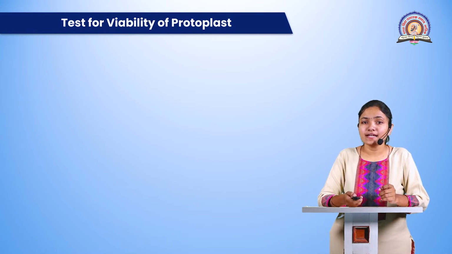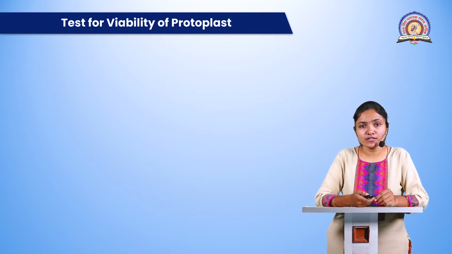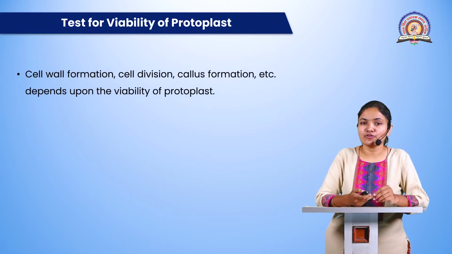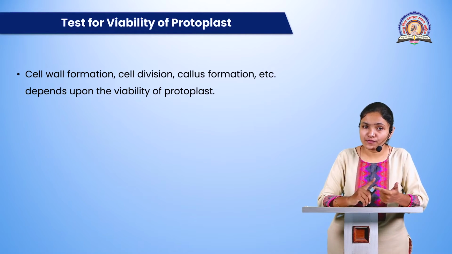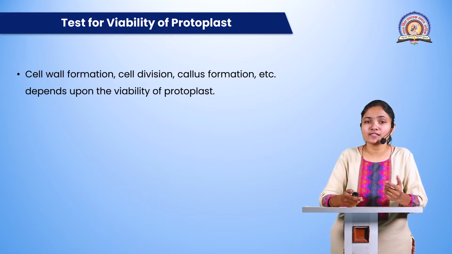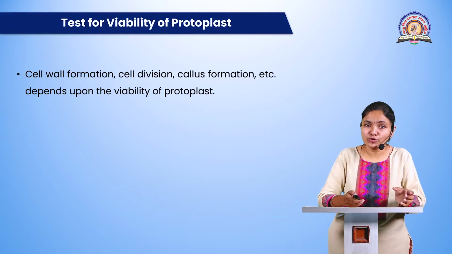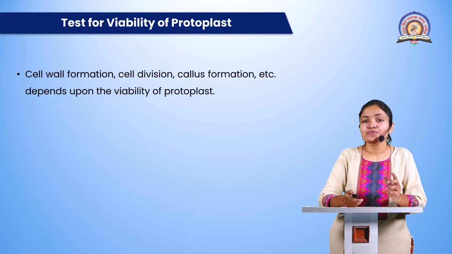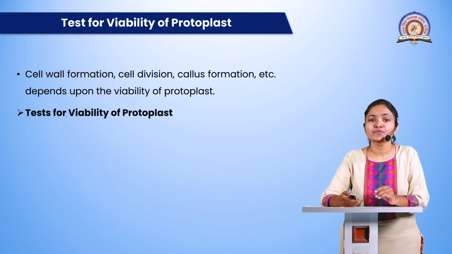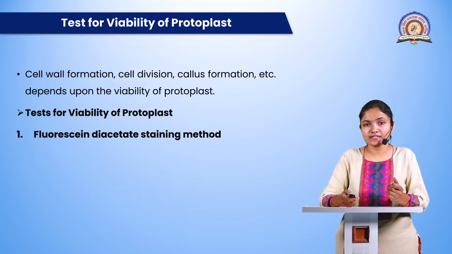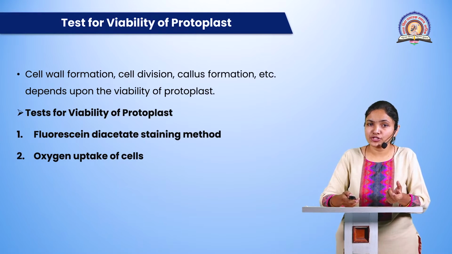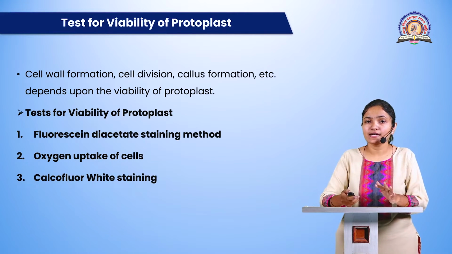There are some tests or methods that we can employ for checking the viability of the protoplast. Basically, a viability test will monitor the formation of the cell wall again, or some cellular transport, or cellular respiration, or cell division. All these important processes indicate whether or not the protoplast is alive. So let's see some tests for protoplast viability. First method is the fluorescein diacetate staining method. Secondly, checking the oxygen uptake by the cell. Third one is the Calcofluor White staining, and fourth is the Evans blue dye.